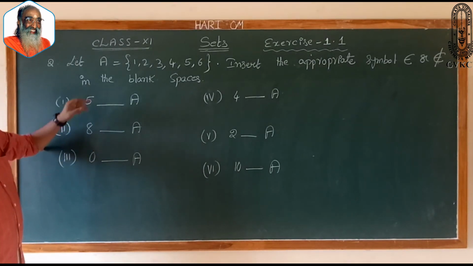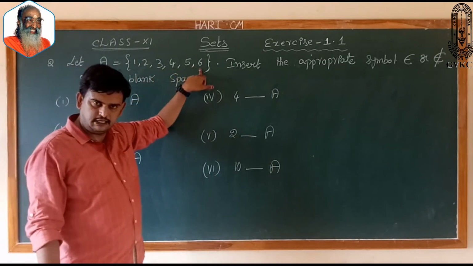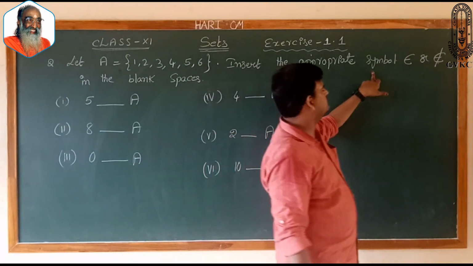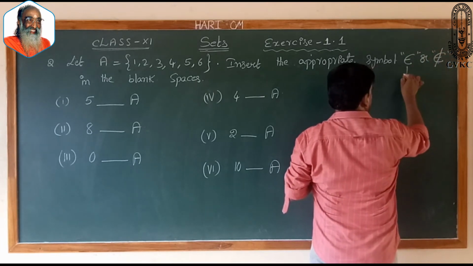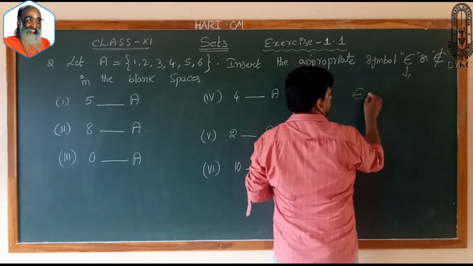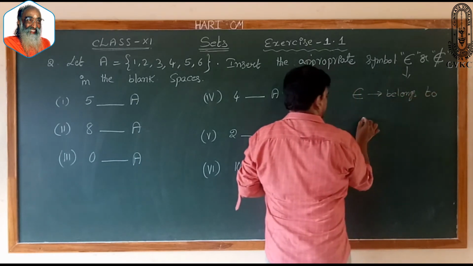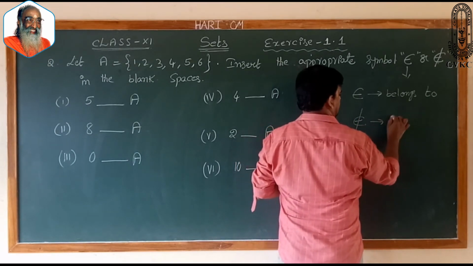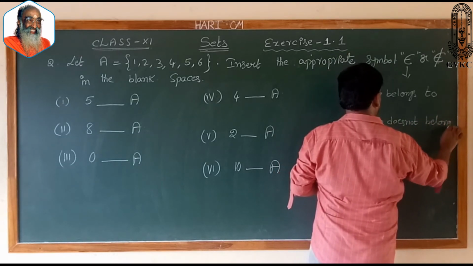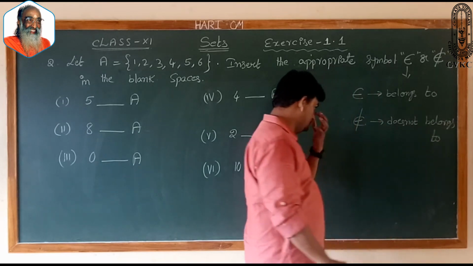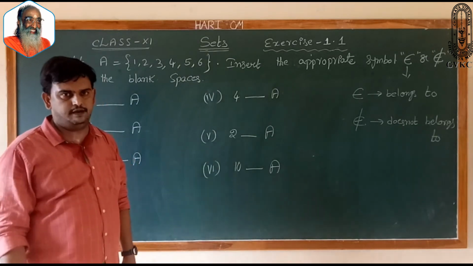Now question number 2. Let A = {1, 2, 3, 4, 5, 6}. Insert the appropriate symbol. We have two different symbols. This symbol we can call belongs to, and this symbol we can call does not belong to. What is the meaning of belongs to and does not belong to? That we are going to check here.